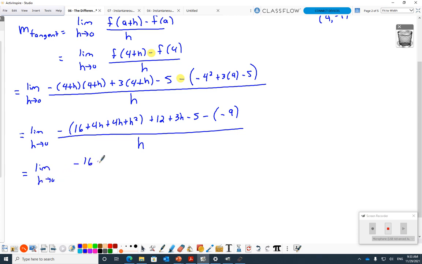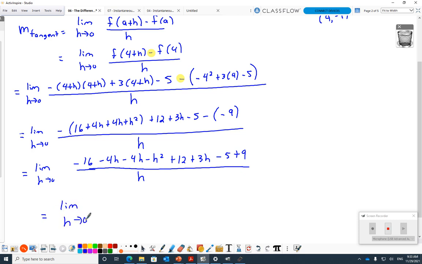Negative 16 minus 4h minus 4h minus h squared plus 12 plus 3h minus 5 plus 9. I'm going to check that line. Felt like I got distracted there as I was doing that, so let me just check that line. Negative 16 minus 4h minus h squared, 12 and 3h minus 5 plus 9. And then the last line of the simplification, I think.